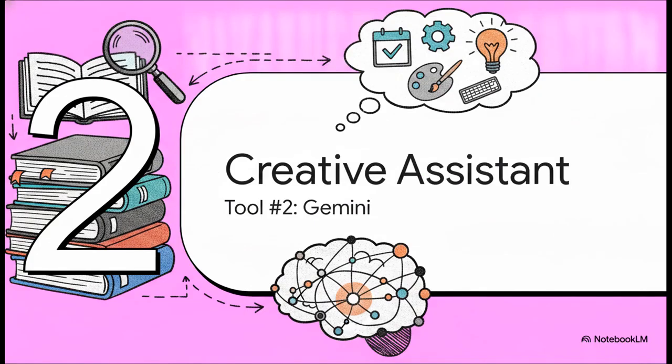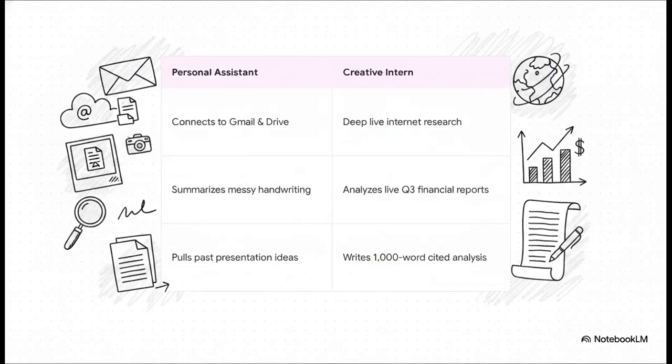Moving right along to Section 2, your ultimate creative assistant. And the star of the show here is tool number 2, Gemini. So Notebook LM is an absolute powerhouse for hacking your learning. But if you want to run your daily business or creative hustle without shelling out for 10 different subscriptions, you really need a central command. Enter Gemini. Now, Gemini isn't just another chatbot. It actually pulls double duty as 2 distinct powerhouses, a deeply integrated personal assistant and a brilliant creative intern.